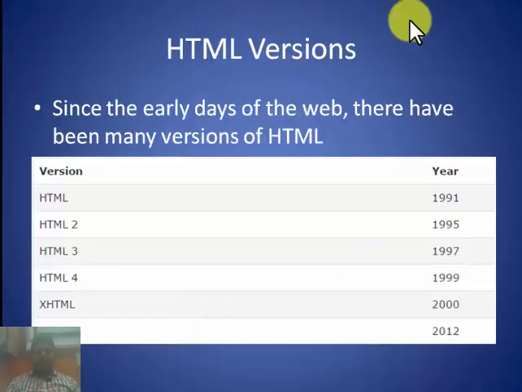So what are the different versions of HTML? Since the early days of the web, there have been many versions of HTML. The first HTML came into existence in 1991, and the versions continued with HTML 2, 3, 4. Then came XHTML, extensible hypertext markup language, and after 12 years came HTML5. The HTML5 we are currently using came in 2012. Every website nowadays is using HTML5, and every browser supports HTML5.